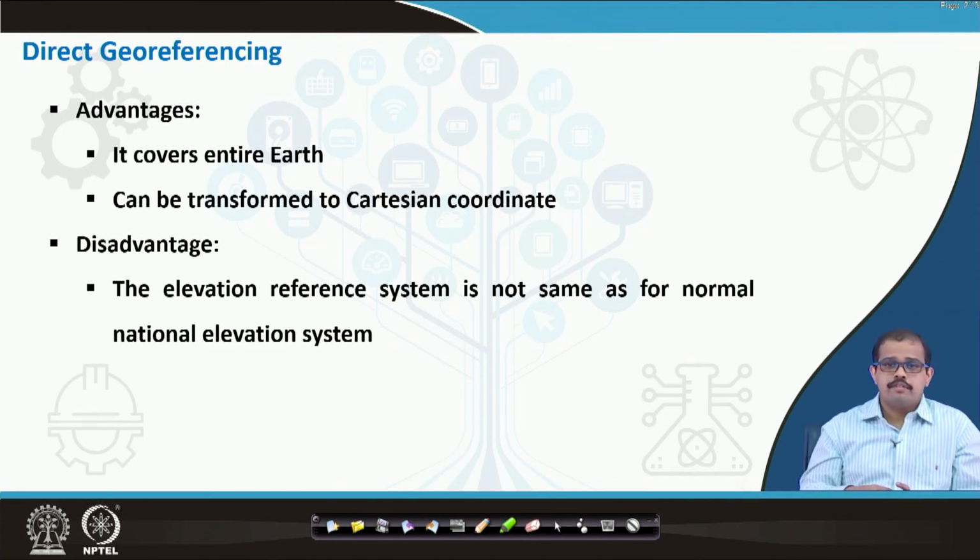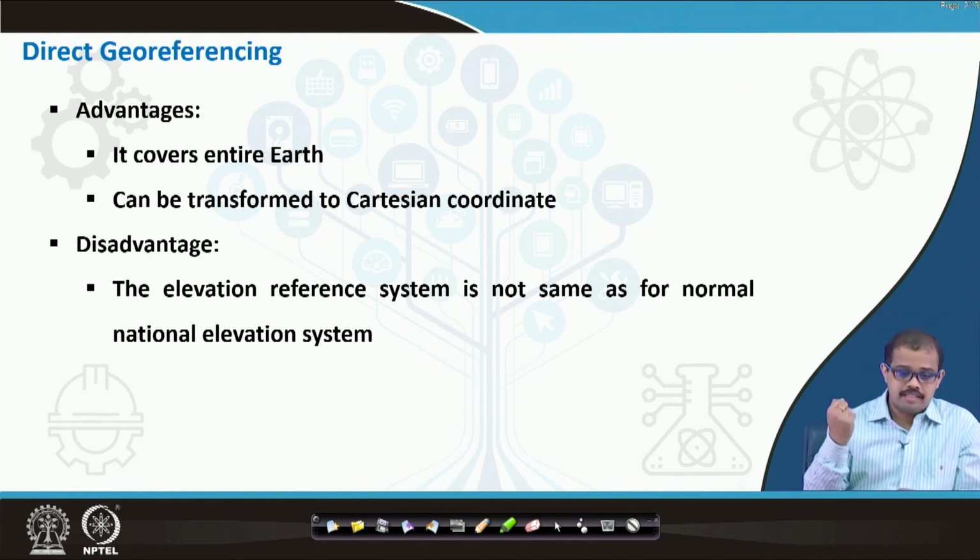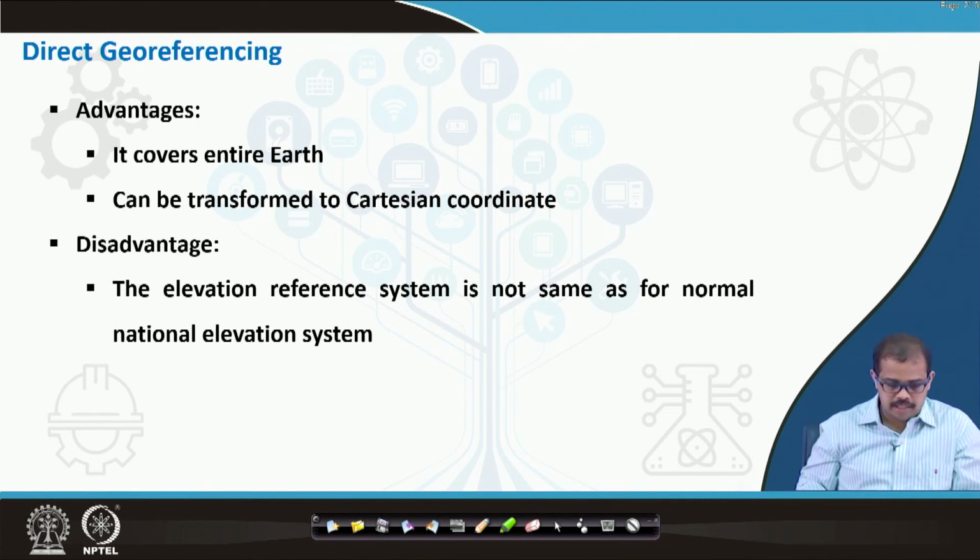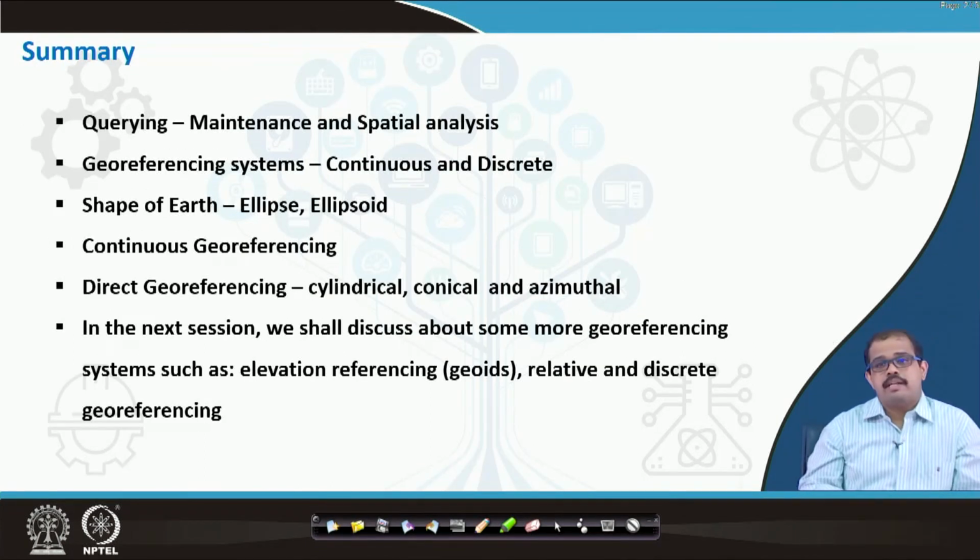What are the advantages of direct georeferencing? It covers the entire earth's surface. It can be transformed to any coordinate system, okay. But yes, it is accompanied by a disadvantage. The elevation referencing system is not the same as a normal national elevation system. So I'll speak about this again in my next class, so you'll be able to better understand what it means.